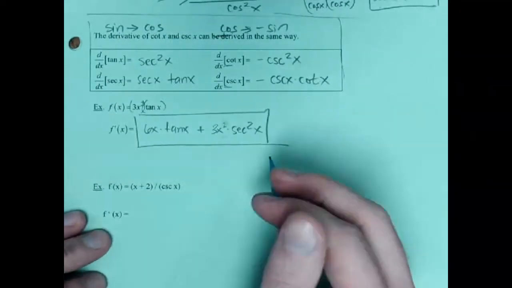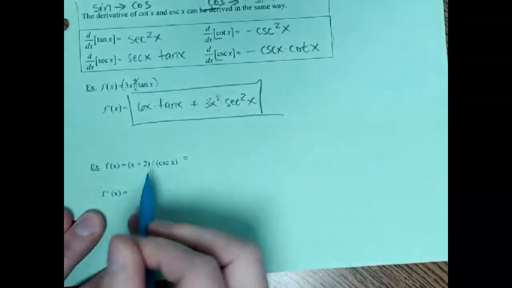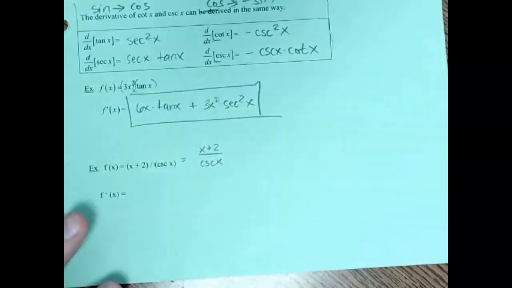Okay, next one, we have a quotient rule. This one, I just put the divided by bar, so if you need to, you could rewrite it. Okay, let us go for it.